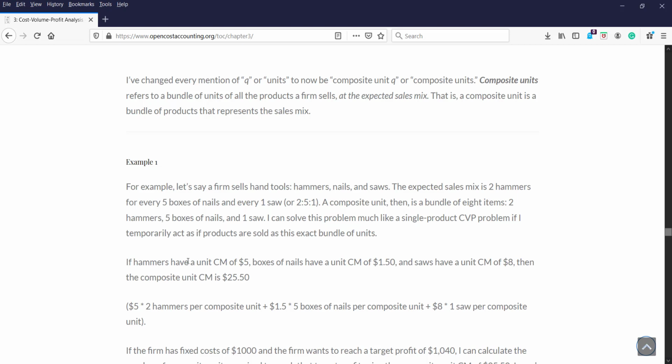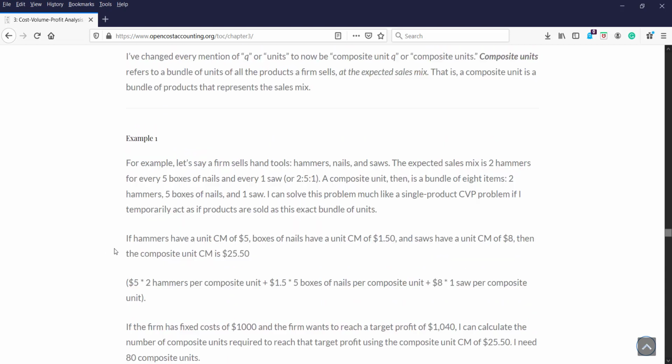So if hammers have a unit CM per hammer of $5, boxes of nails have a unit CM of $1.50 per box of nails, saws have a unit CM of $8 per saw, then we have 5 times 2 equals 10. 1.5 times 5 equals 7.5, and 8 times 1 equals 8. Sum those all together, you end up with composite unit CM of $25.50. So if it were true that the customer has to come in, and each time they purchase something, they have to buy 2 hammers, 5 boxes of nails, and 1 saw, then our contribution margin from one of those bundles would be $25.50.